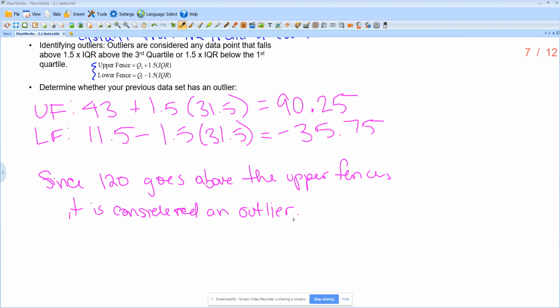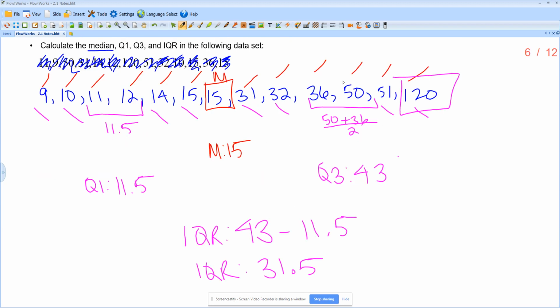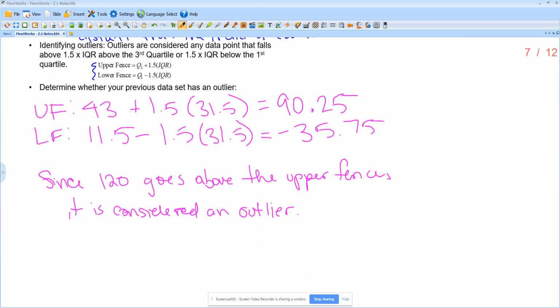And again, what it means to be an outlier is that if I were to go and calculate something like the mean of this set, the arithmetic average, this 120 has too strong of an impact on the overall trend of the data. So in certain cases, we will remove that outlier and say, we don't want to consider that because it's too heavily impacting our data. So that's how we calculate whether or not there's an outlier.